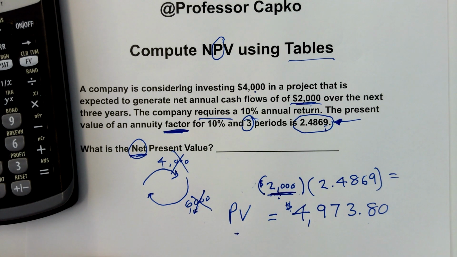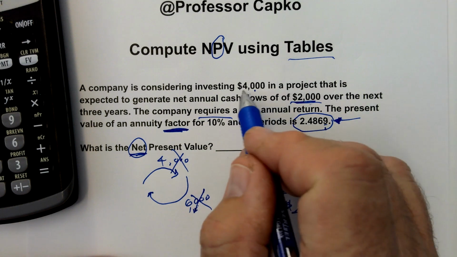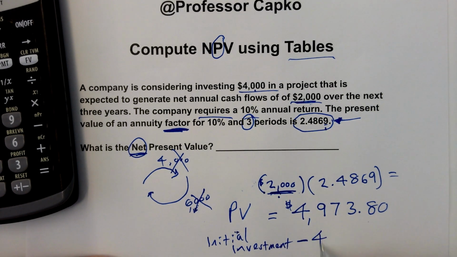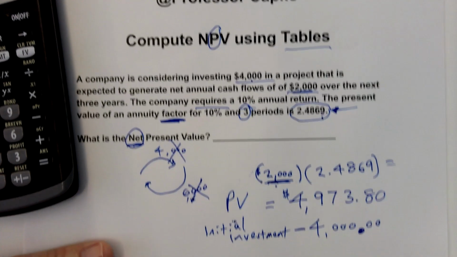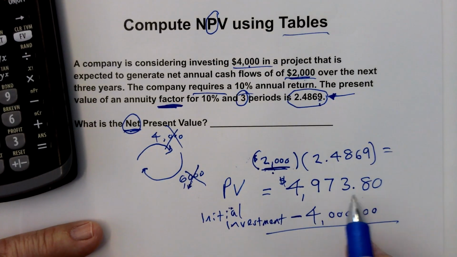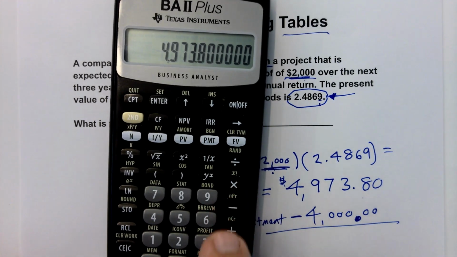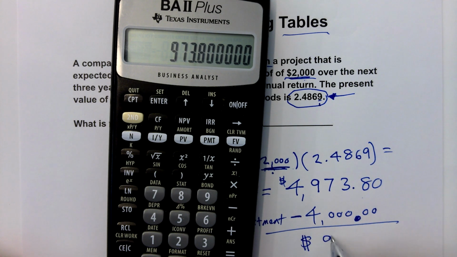Yes, that's exactly right. We need to subtract out the initial investment. And the initial investment is $4,000. So we need to subtract out the $4,000 from this cash flow. So I'm going to take, and you can already see the answer, it's pretty simple, but we're going to go ahead and subtract out the 4,000, and that gives us a final answer of $973.80.